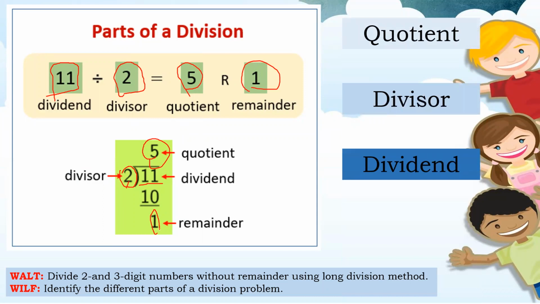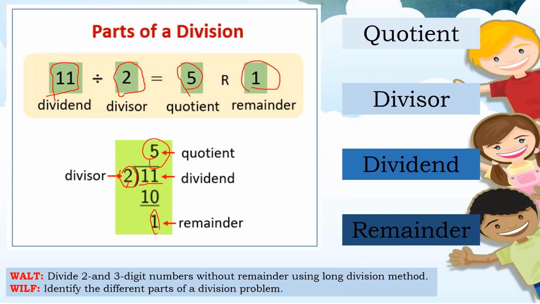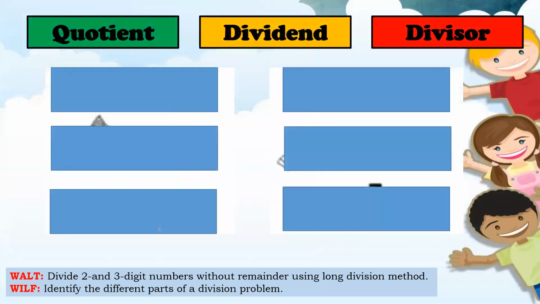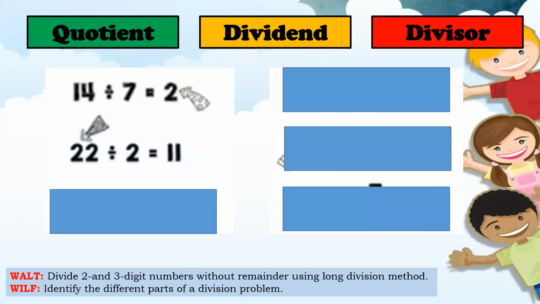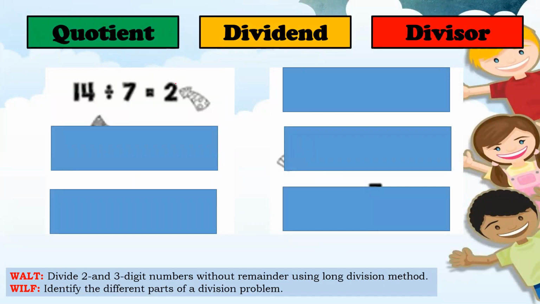Quotient, divisor, and dividend. Please repeat them with me. Quotient, divisor, dividend. Great job. And don't forget the remainder. So you'll be identifying what is the quotient, what's the dividend, and what's the divisor. So here, 2 is what? Great, 2 is the quotient.